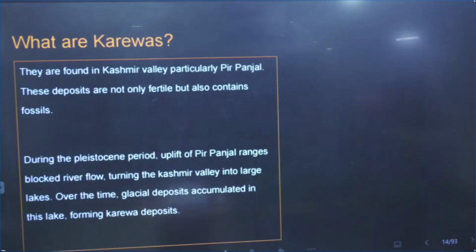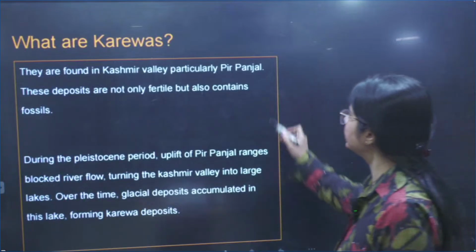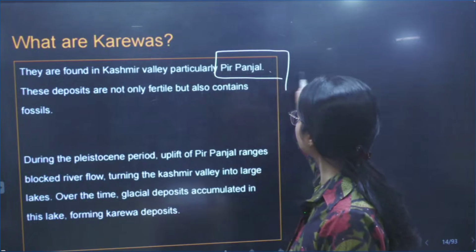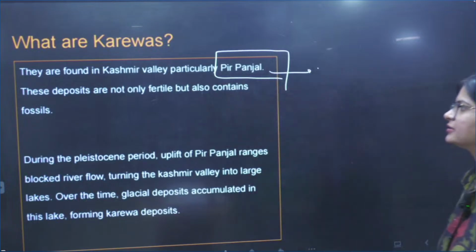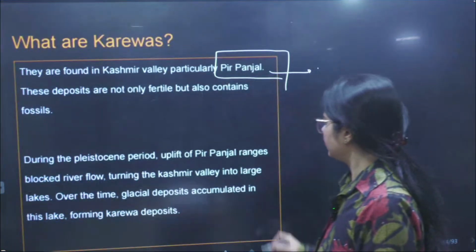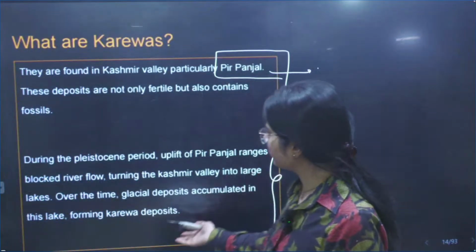Next is they are found in the Kashmir Valley, particularly in Pir Panjal. They are found in Pir Panjal. These deposits are not only fertile but also contain fossils. If you want to write, that's fine. ये आप miss भी कर सकते हैं.